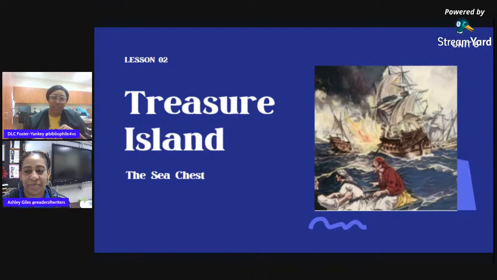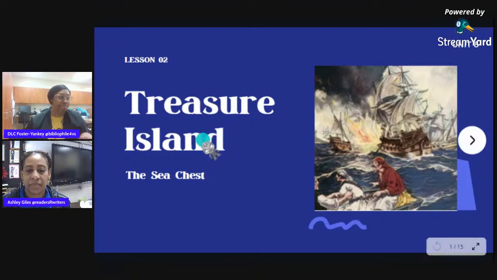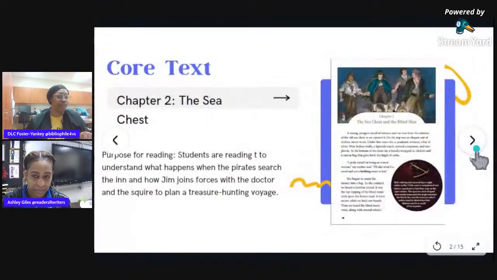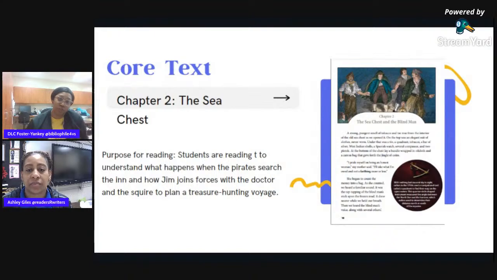Thanks for joining us for Lesson 2 in 4th grade, the final unit of 4th grade, Treasure Island. Today we're going to be talking about Lesson 2, the sea chest. The core text for Lesson 2 is Chapter 2, titled The Sea Chest.